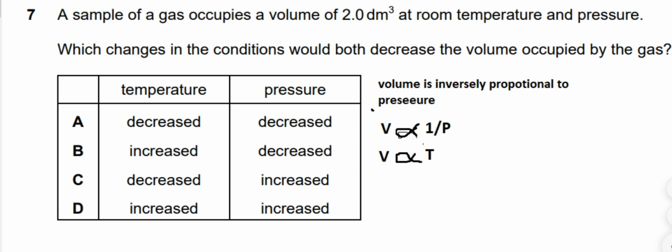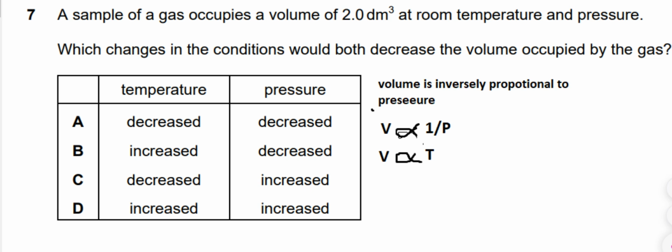To approach the correct answer, we must first understand the relationship between the volume and pressure and volume and temperature. The gas laws say that the volume is inversely proportional to pressure. That means as the pressure increases, the volume decreases. And volume is directly proportional to temperature. That means with the increase in temperature, the volume increases, and with the decrease in temperature, the volume decreases.